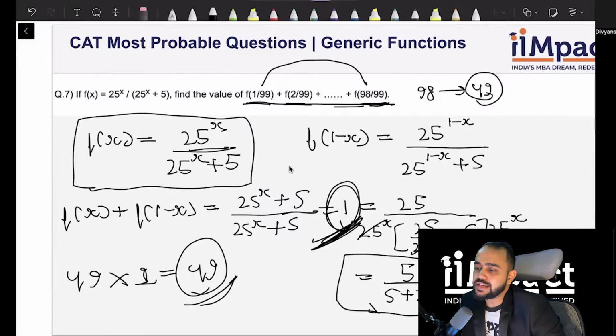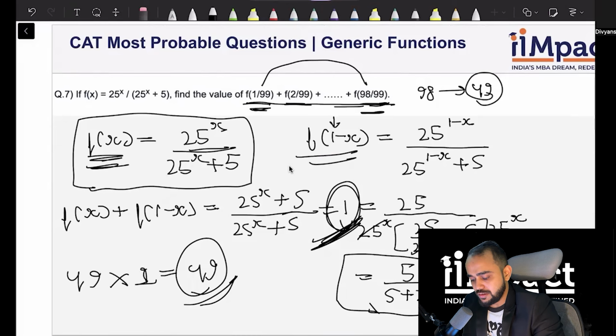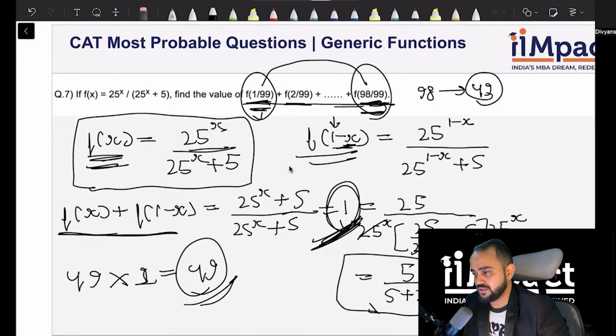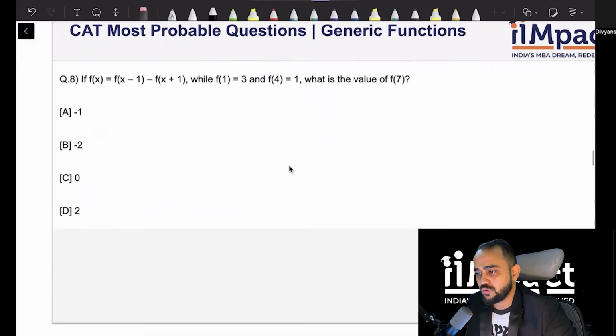This is a very standard question. In this format, they ask you for the sum where the sum of inputs from either end is a constant number. So we should try for that. How did I decide on this one? Because 1 by 99 plus 98 by 99 is 1. So putting x is equal to 1 by 99 here will give me this plus this in this expression. All right, moving on.